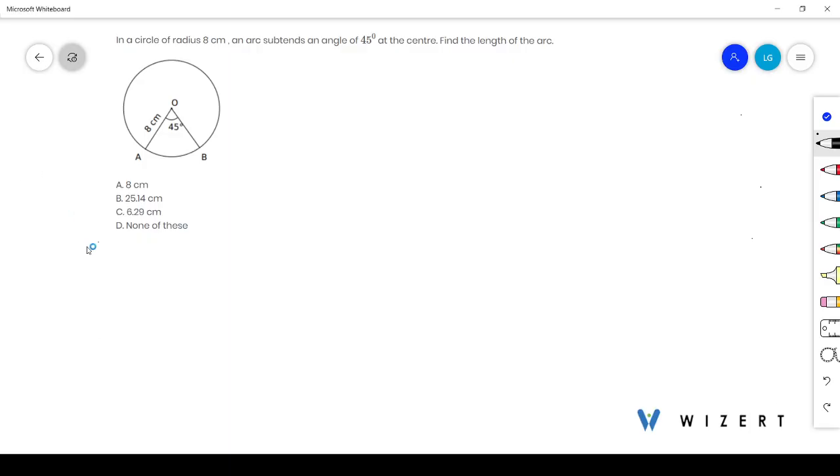Our question is, in a circle of radius 8 cm, an arc subtends an angle of 45 degrees at the center. Find the length of the arc.